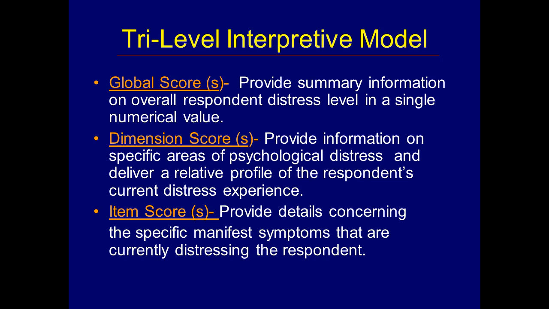Dimension scores provide information on specific areas of psychological distress and deliver a relative profile of the respondent's current distress experience. Item scores provide details concerning the specific manifest symptoms that are currently distressing the patient, and I'll show you an example of what I mean in 1 minute.